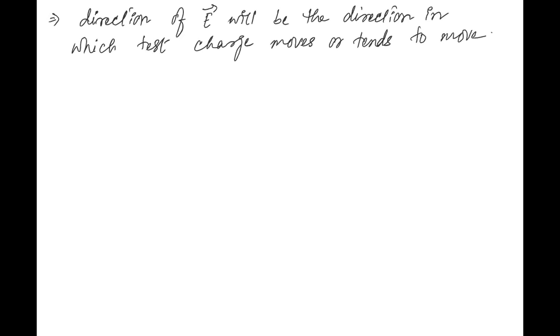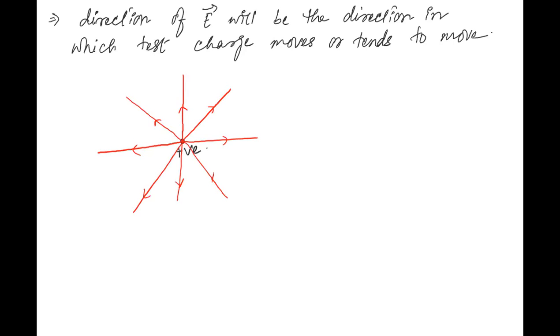So means if you have a positive charge, due to this positive charge, test charge will always try to move away from this charge. That means electric field due to a positive charge will always be away from the charge. Is it clear? Yes. Electric field due to the positive charge will always be away from the charge.